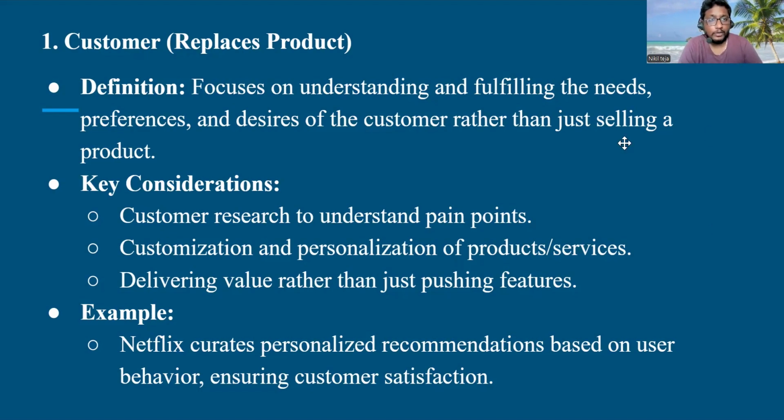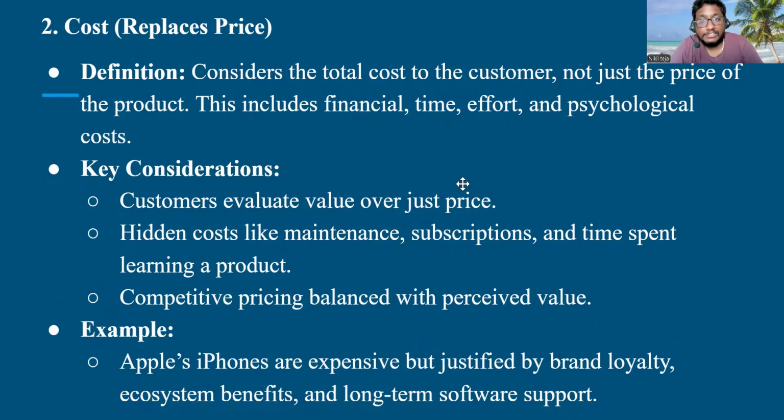The second C is cost. It considers the total cost to the customer, not just the price of the product. This includes financial, time, effort, and psychological costs, right? So consider the cost from the perspective of the customer: not only the price, but also the financial cost, time cost, and effort cost. What is the effort he is putting in to buy our product, to research our product? What are the psychological costs?